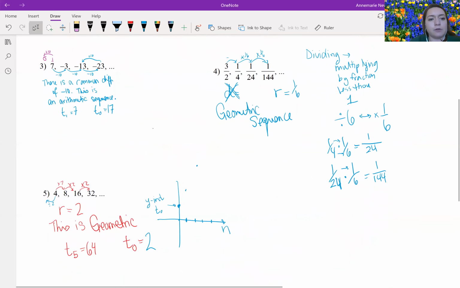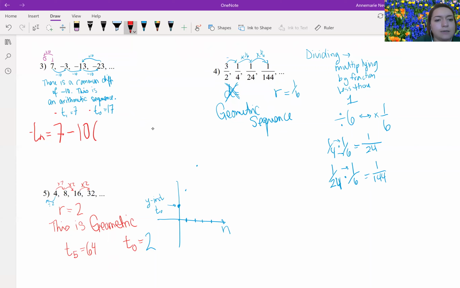Here is number 3. This is arithmetic, so we will be using our common difference. We'll just use the first term and the 0th term like we found. T sub n equals my first term 7. My common difference was negative 10, so I could say plus negative 10, or I could just say minus 10. Minus 10 times n minus 1. Or, using my 0th term, T sub n equals 17 minus 10 times n minus 0, but n minus 0 is just n.